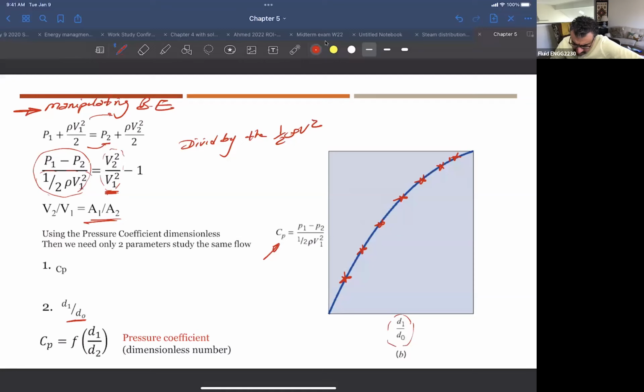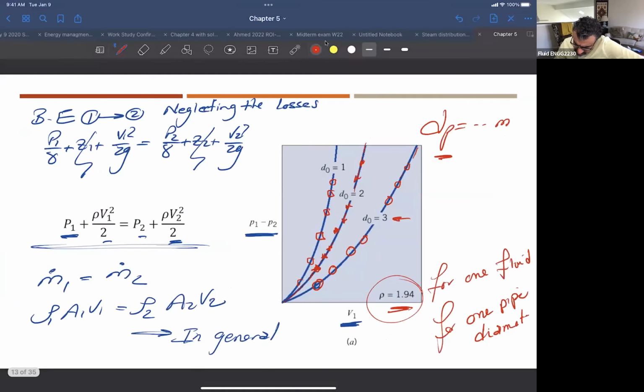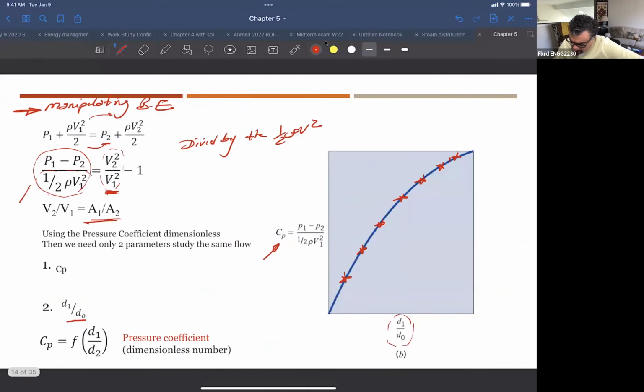Now we are converting the problem from this problem here, which is dimensional and depends on the pressure difference, if it's 10 kilopascal, 20, 30, 100, right, to a pressure coefficient here, right? And this pressure coefficient will be a function of this diameter ratio. So we call this a non-dimensional relation between these two parameters.